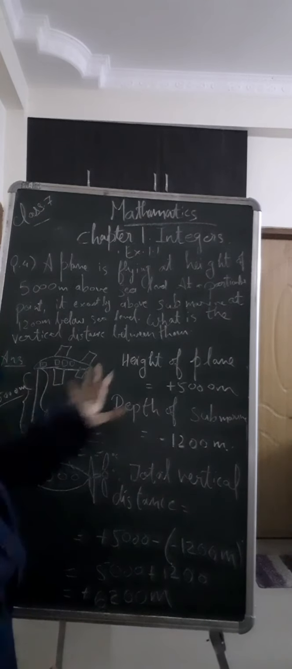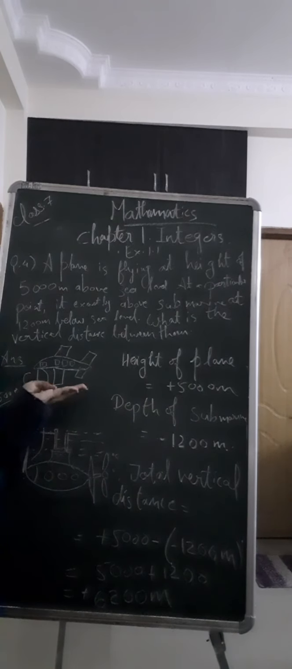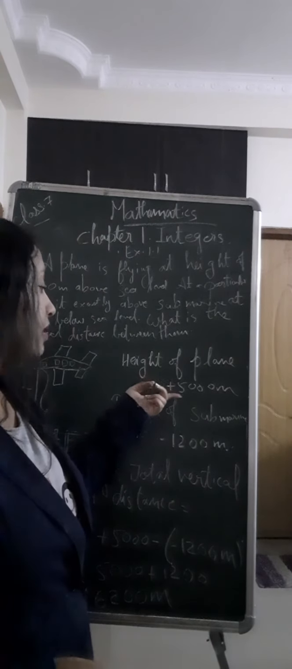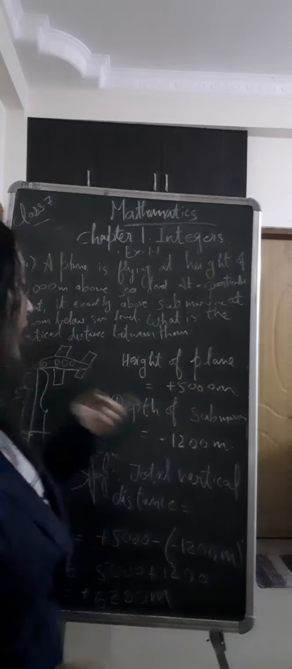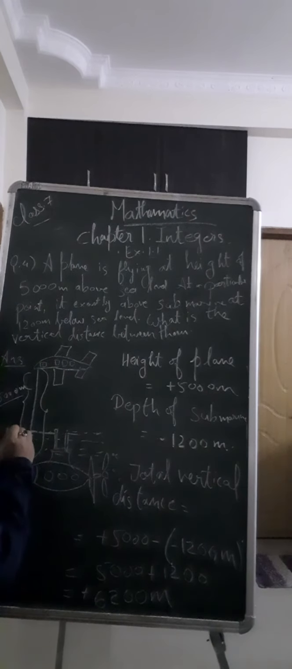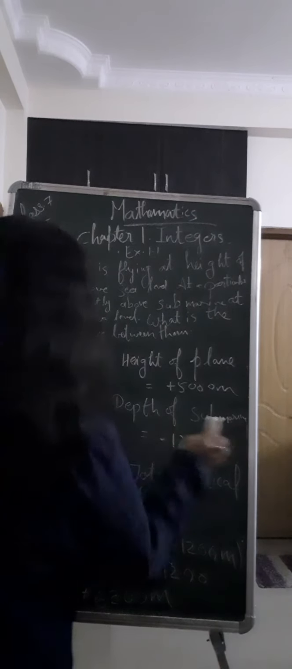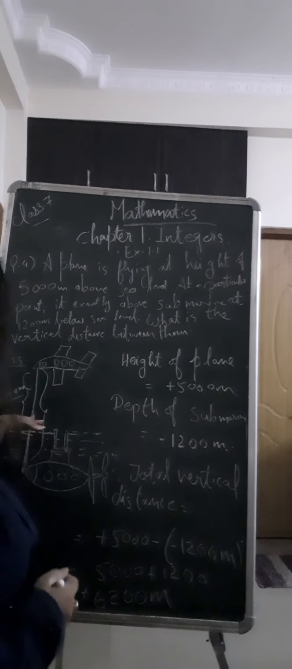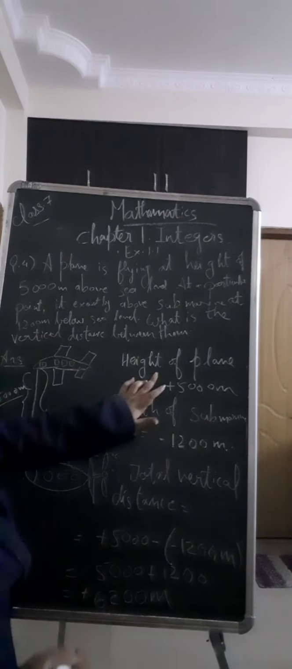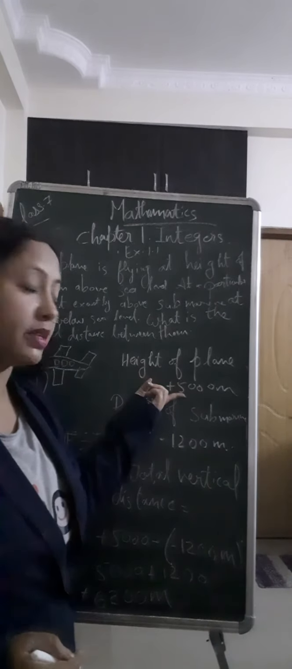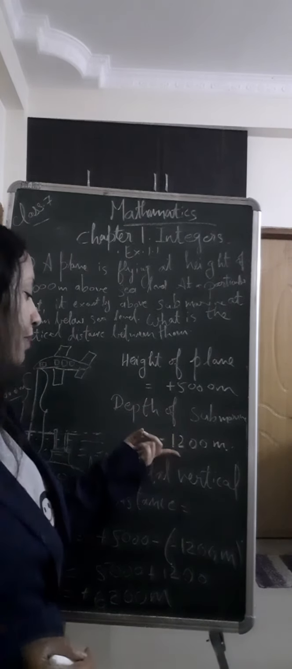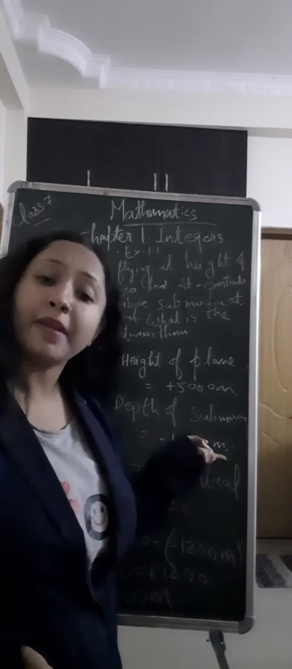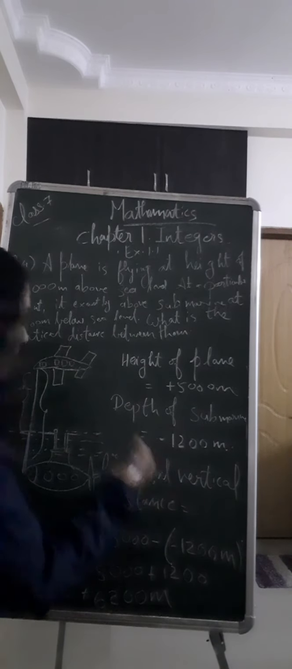So children, since the height of the plane is above the sea level, it will be represented by a positive integer. So it will be positive 5,000 meters. Okay, now this submarine is below the sea level, children. So the depth of the submarine will be represented by a negative integer since it is below. When it is above the sea level, it is represented by a positive integer. So the depth of the submarine will be represented by a negative integer, that will be minus 1200 meters. Now they are asking us the vertical distance between them.